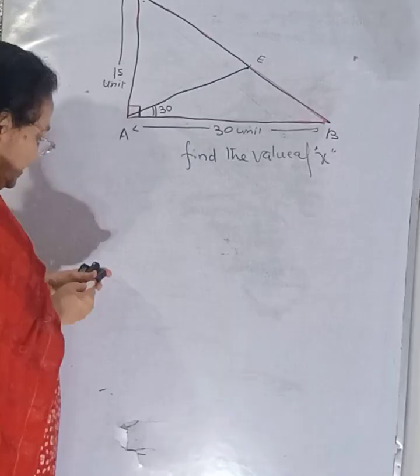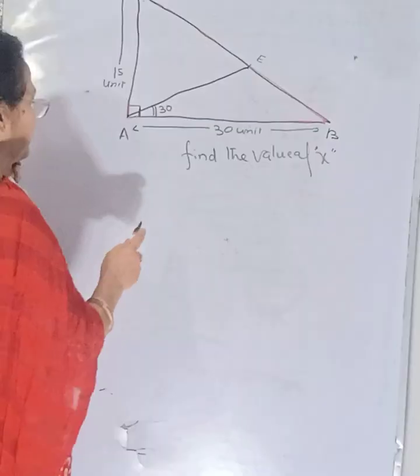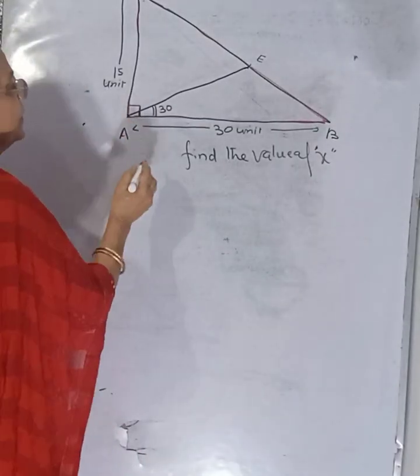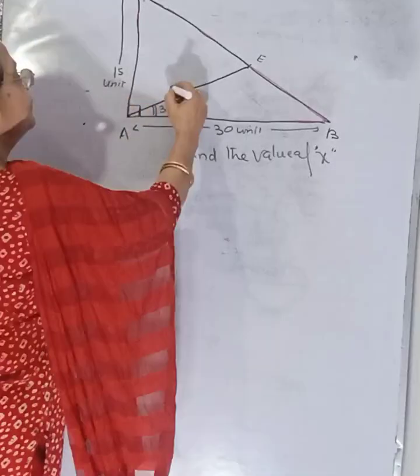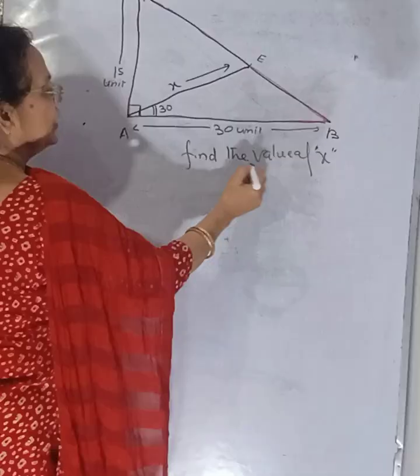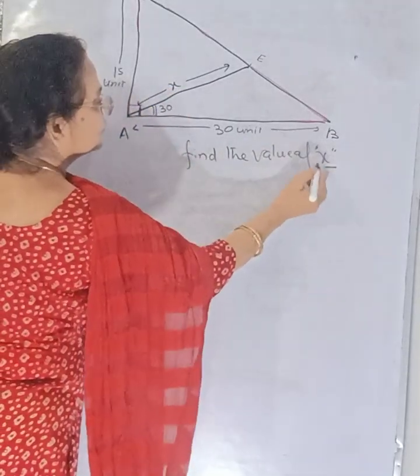I have to change my pen, I think so. It's not working. Okay, working. Now, what we can do? Let us suppose AE is equal to x. Okay, value of x. This is x. This is to be found.